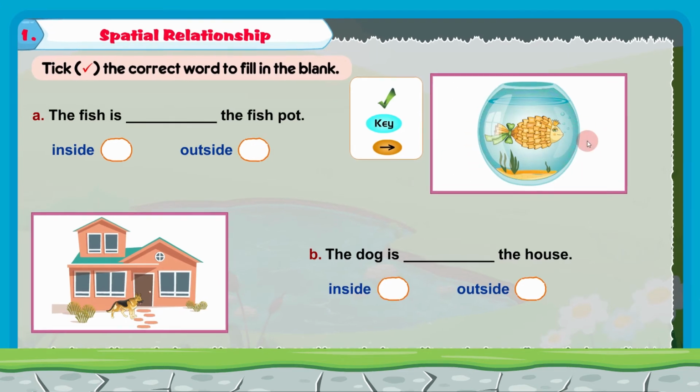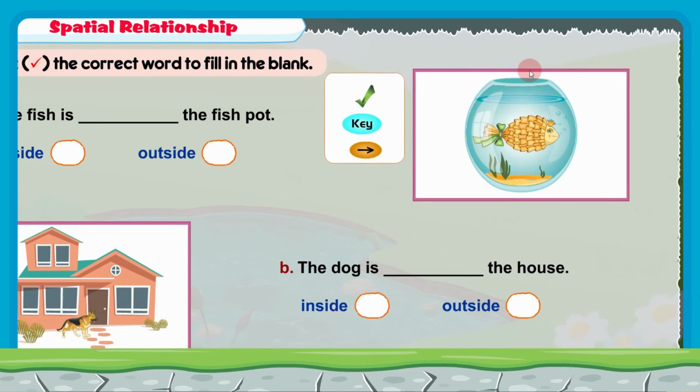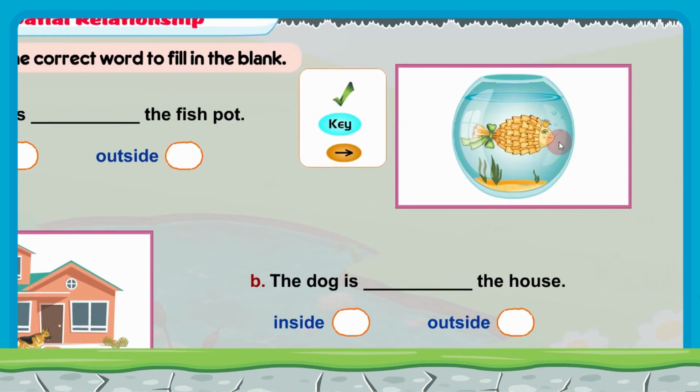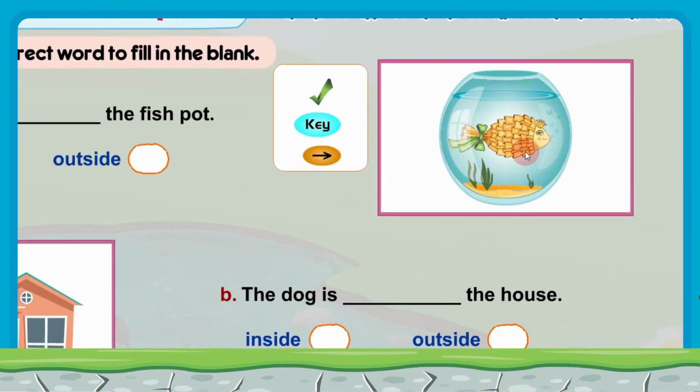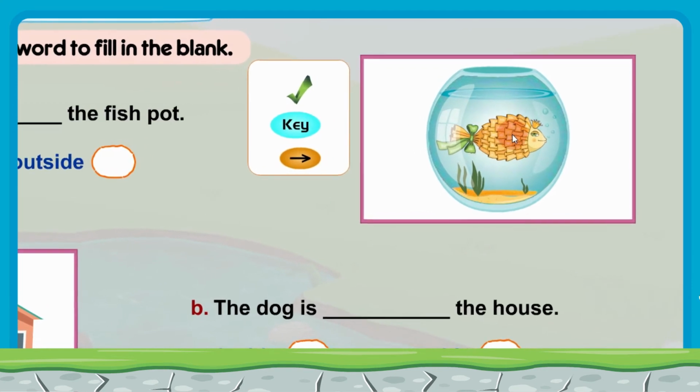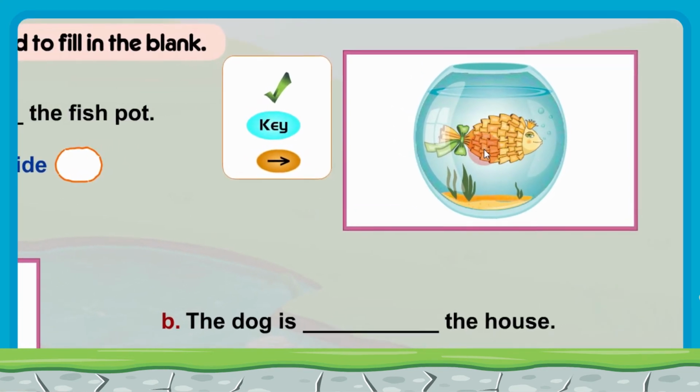What is this picture about? You can see a fish pot. This is a fish pot, water inside, and there is a fish in the fish pot. The fish is inside the fish pot.